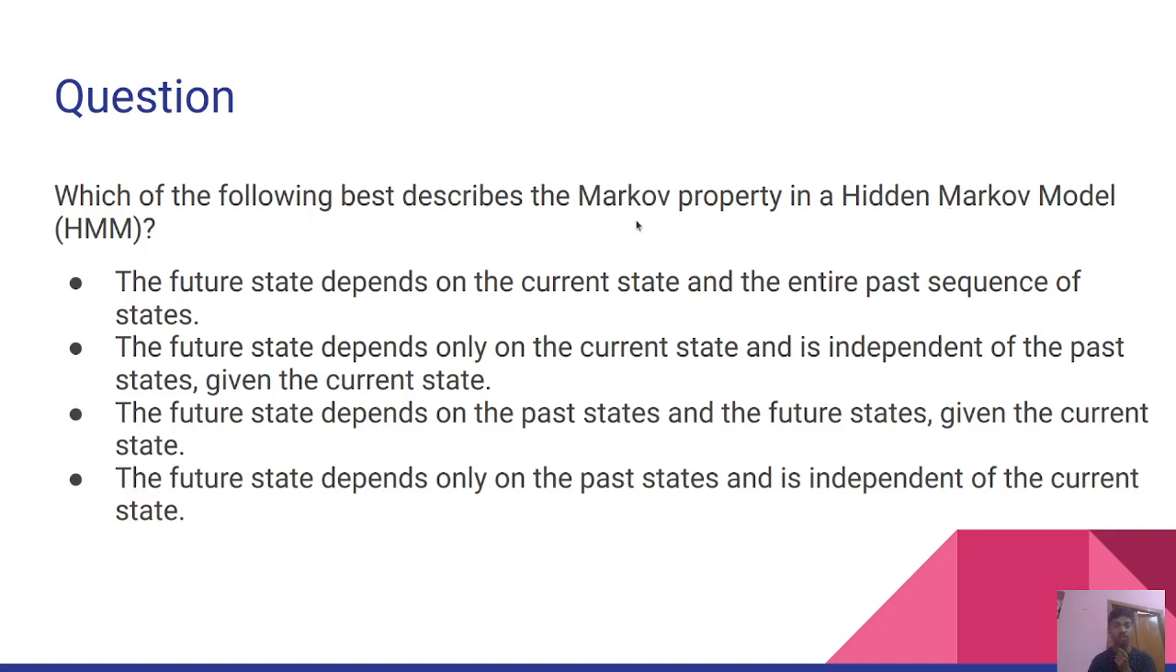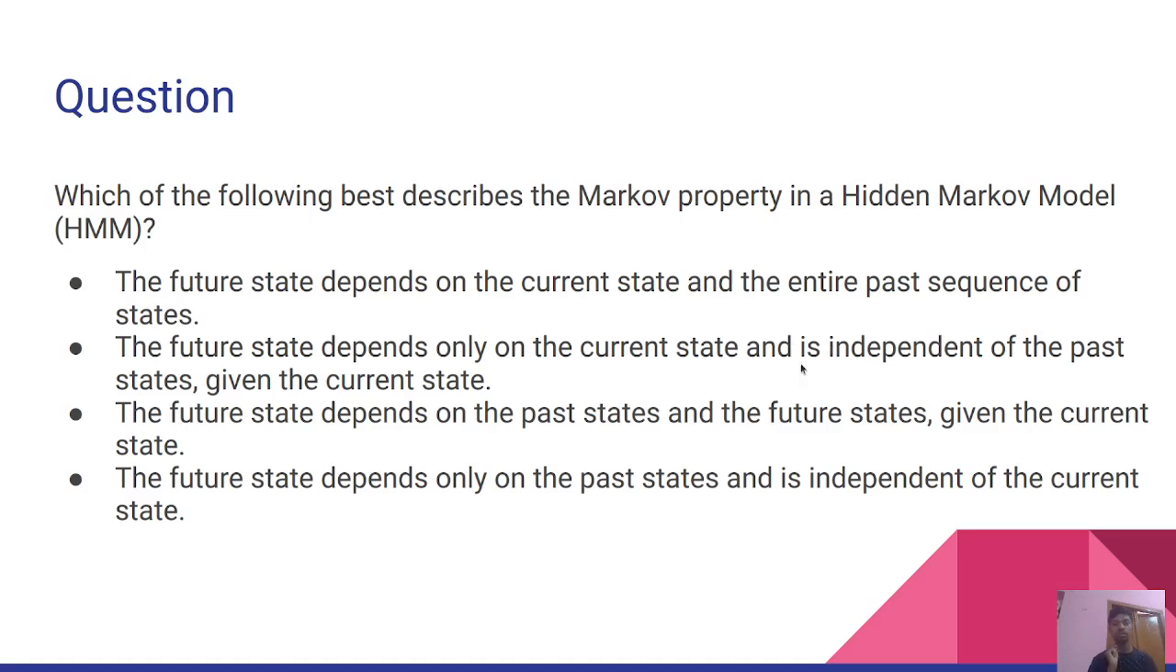The first option is that the future state is dependent upon the current state as well as the entire past sequence. So basically, for step I plus 1, it will depend upon state I as well as all of I minus 1, I minus 2, every state. This is the first option. The second option is that the future state only depends upon the current state, and it is not dependent upon whatever the previous steps are. Given the current state, it is not dependent upon the past states.